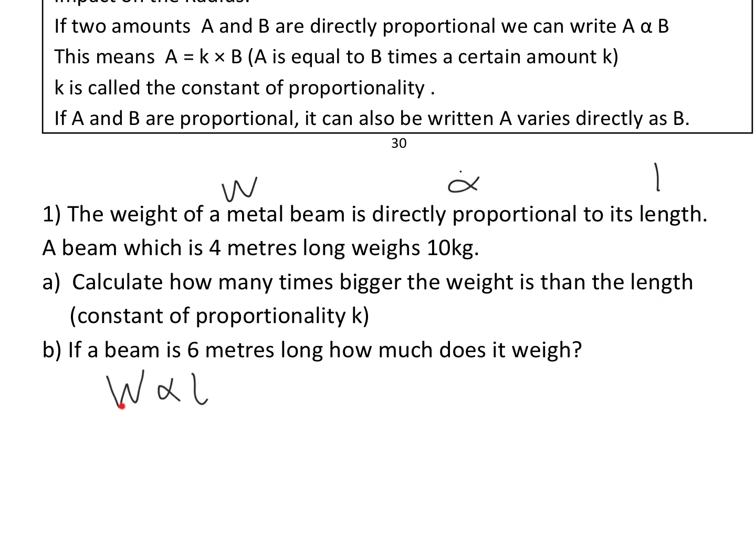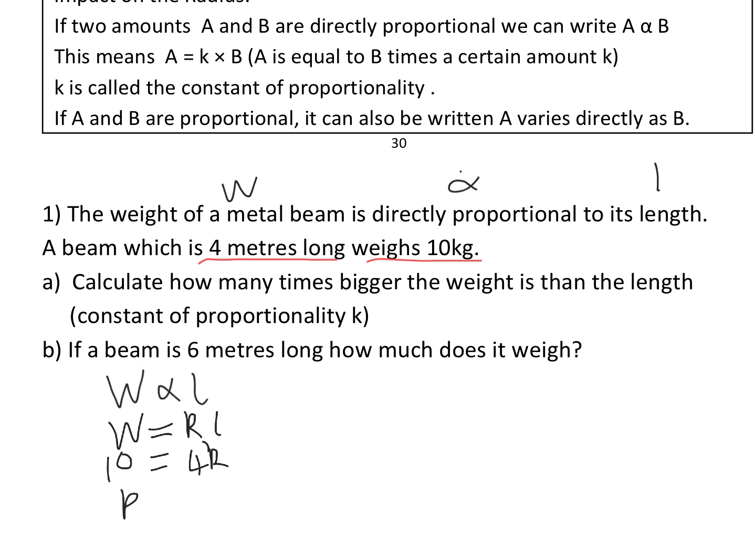So we already have written down that the weight is proportional to the length. And if that's true, the weight will be equal to the length multiplied by some number K, which you need to find out. So how are we going to find it? They'll give you information in the question to help you find the K. So it's 4 meters long, that's your L. So we have 4K on the right hand side, and the weight is 10, that's your W. So W, or 10, equals 4K.